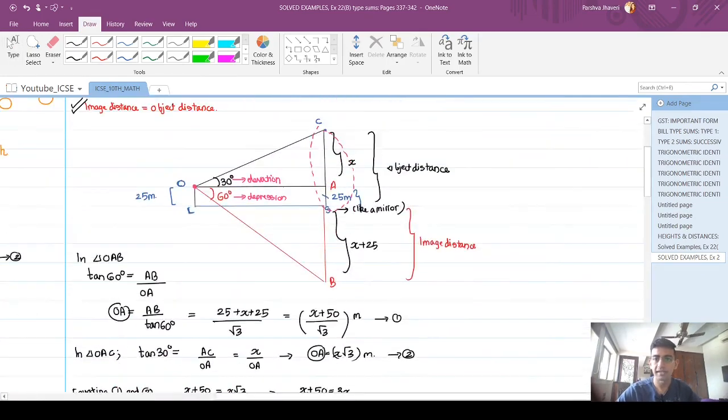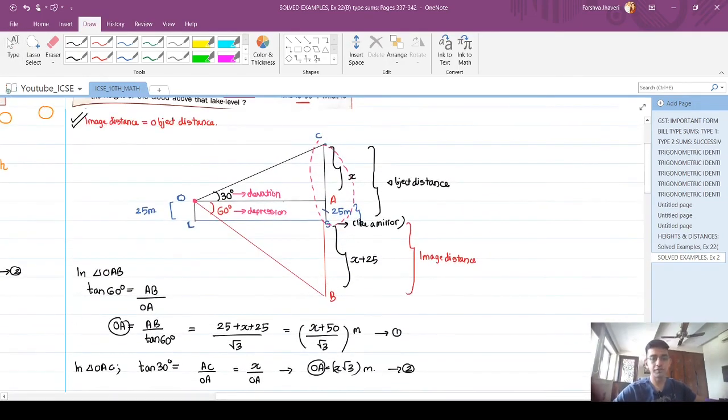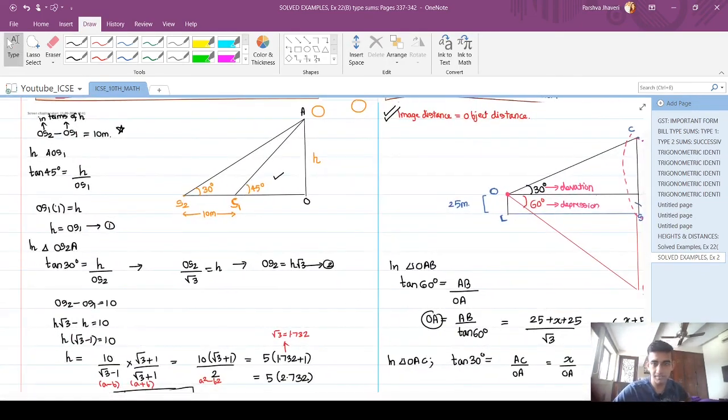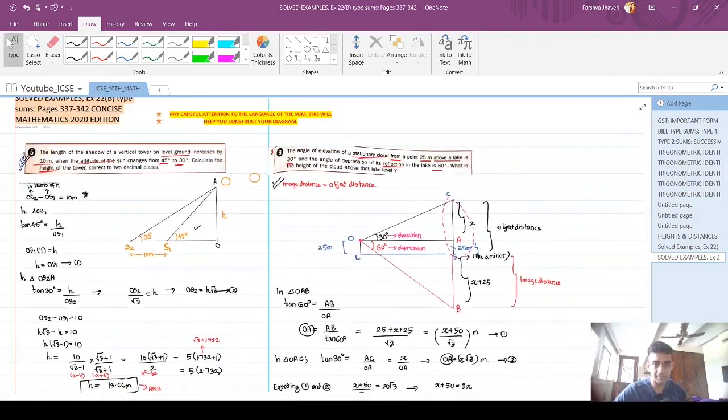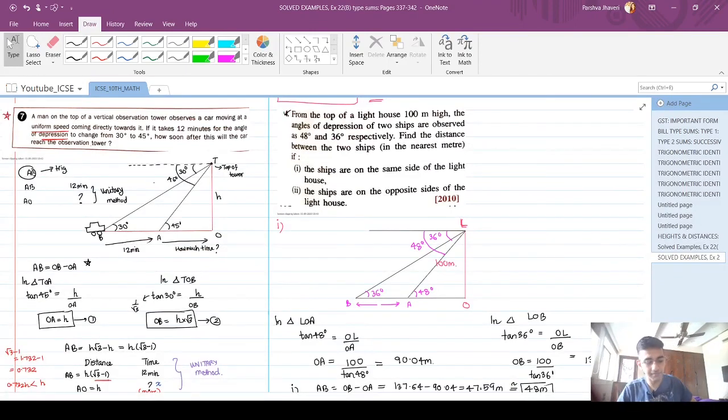Alright guys, I hope this lecture was pretty fruitful to you. Please pay attention to these sums. Try to solve them on your own, okay? You can solve some more sums from your textbook for practice. But these are some types which I felt were really good sums.